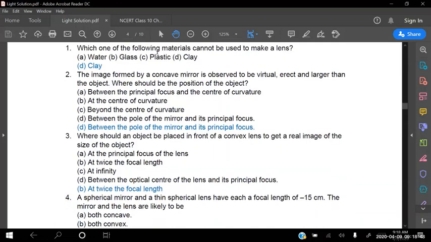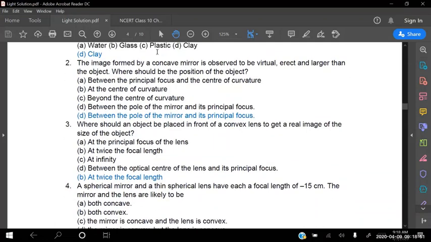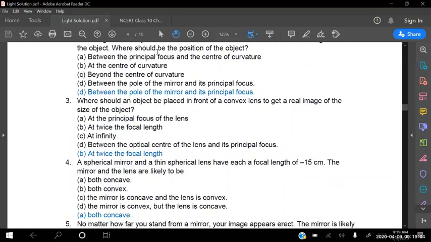The image formed by a concave mirror is observed to be virtual, erect and larger than the object. You know, it's only one case when the object is kept between F and P. Okay, just find out which is that, D, between the pole of the mirror and its principal focus.